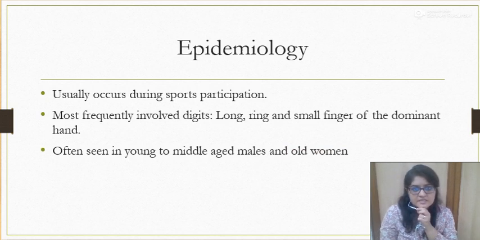Epidemiology: it is seen in athletes and it is mostly involving the long, ring and the small finger of the dominant hand. It is often seen in young to middle-aged males and it can also be seen in old women.